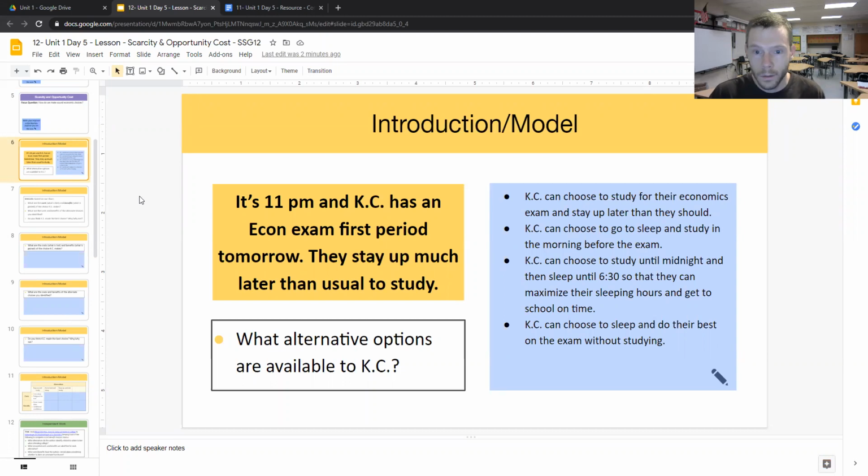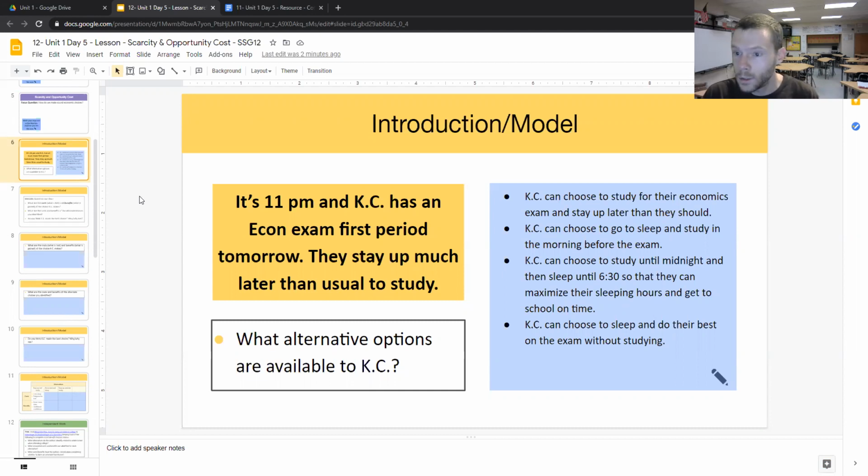the introduction and models. So in this scenario, it's 11 p.m. and Casey has an economics exam first period tomorrow. They stay up much later than usual to study. And we want to figure out what are some alternative options that are available to Casey. Well, some of the things that Casey can choose to do.